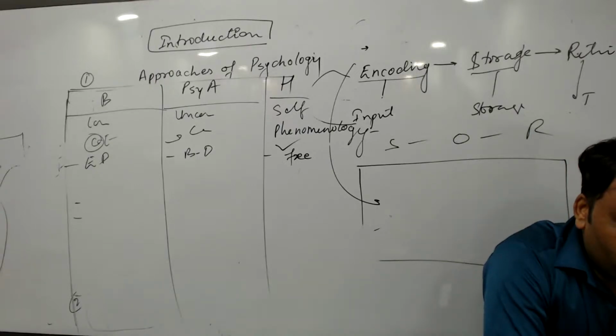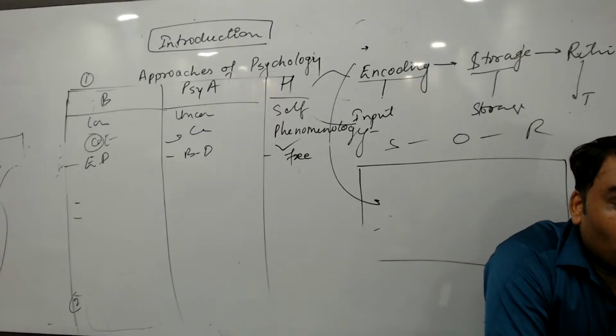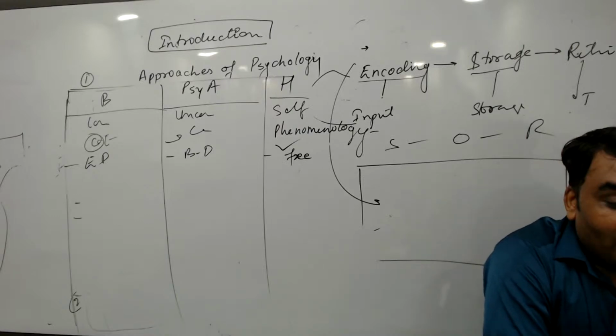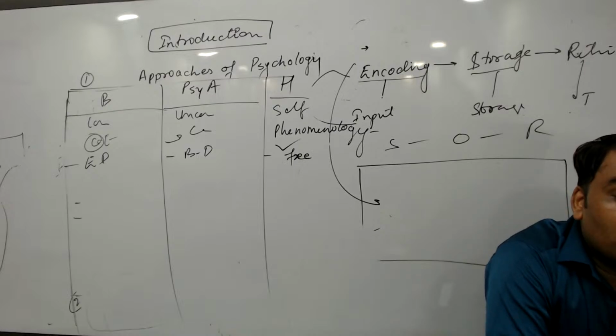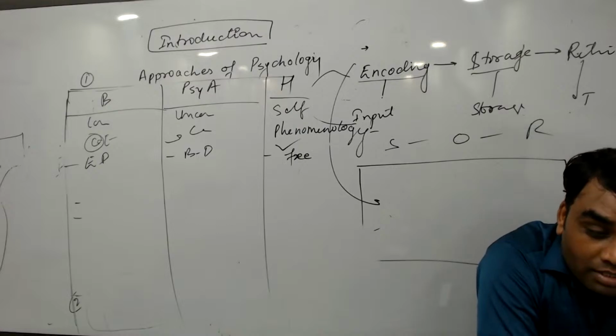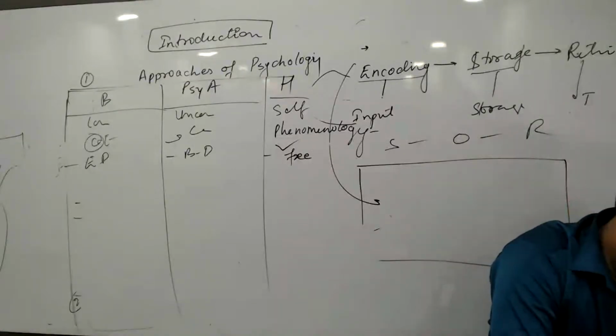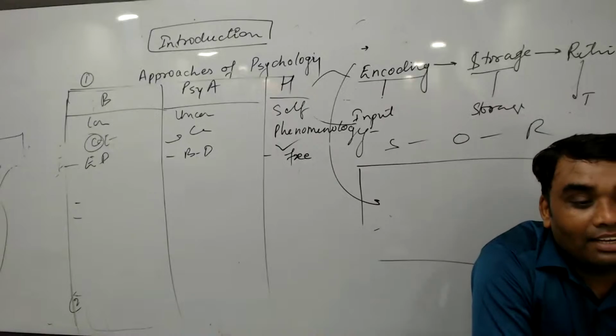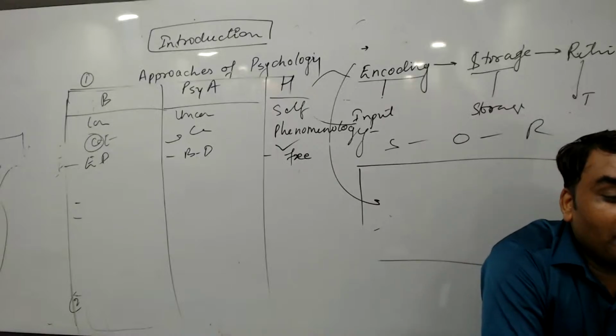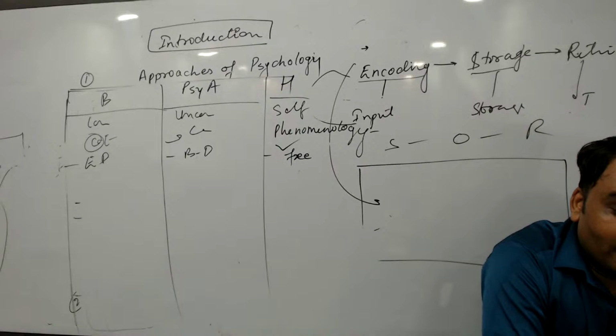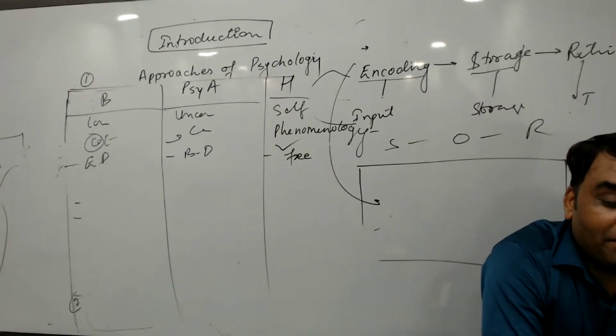Comparative psychology focuses on what? It compares human behavior with animal behavior. For example, the behaviorist psychologist Pavlov compared the dog's behavior with human behavior. Another is Skinner, who compared human behavior with the rat. Another was Thorndike, who compared the cat's behavior with human behavior.